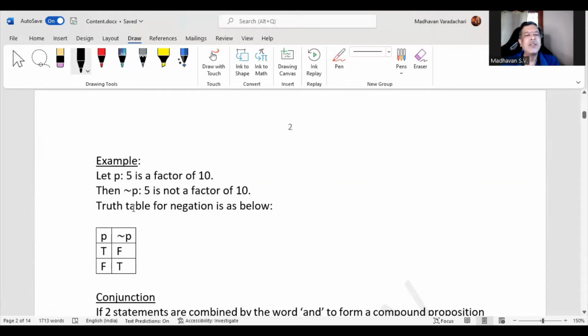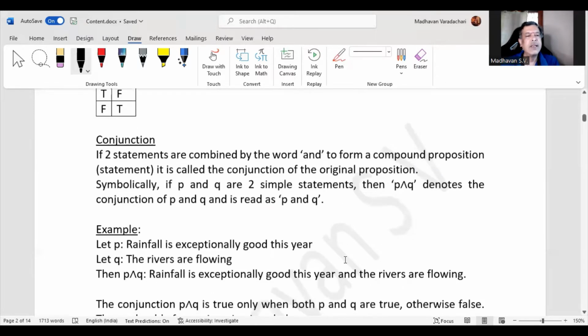Truth table for negation is as below. So statement P can be either true or false. If it is true, then negation of P will be false. If it is false, then negation of P will be true. Next logical connective is conjunction.